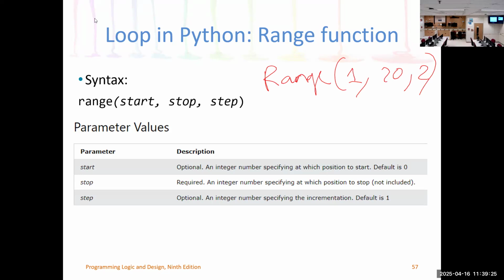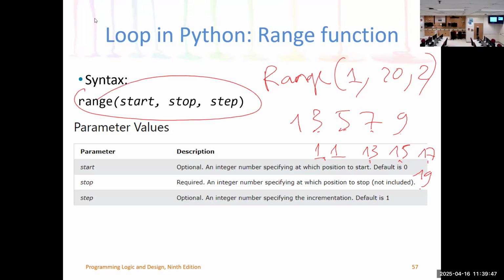What are they? We have number 1, step number 2 here. We have 3, 5, 7, 9, 11, 13, 15, 17, and 19. So we have 1, 2, 3, 4, 5, 6, 7, 8, 9, 10. Okay? So that is the case of the range function here.